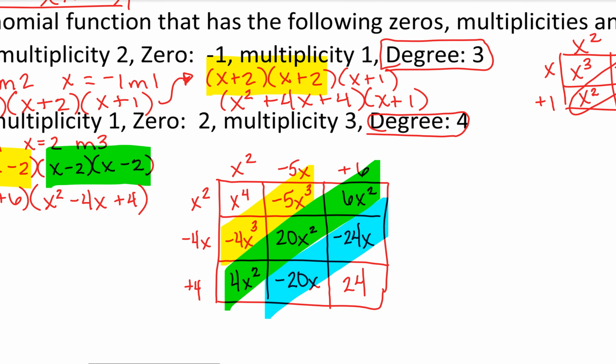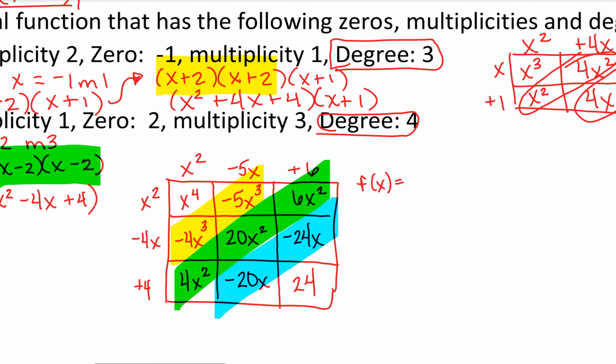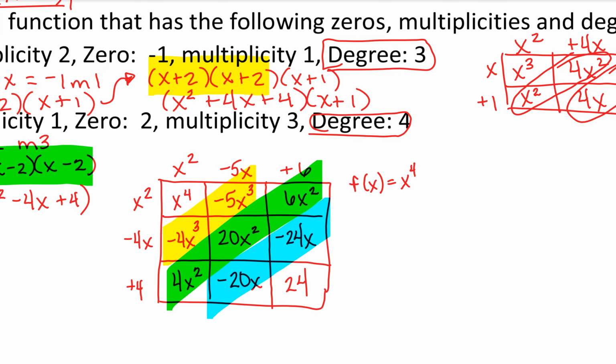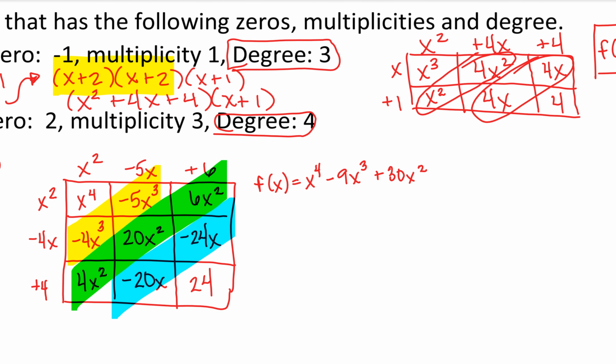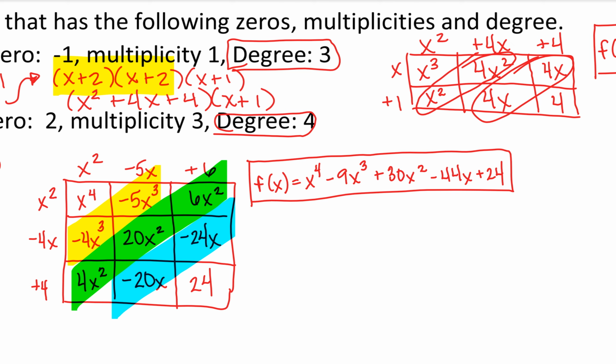So I have my f of x equals, I have my x to the power of 4. Negative 4, negative 5 makes negative 9x cubed. 4 plus 20 is 24. 24 plus 6 is 30x squared. Negative 20, negative 24, that makes a negative 44x, and then that 24 just goes at the end all by himself. And that's my final answer.